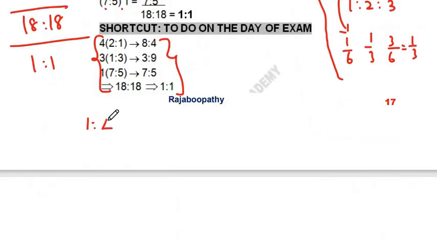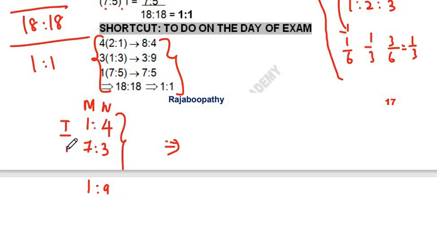Now answer this one. 1 is to 4, 7 is to 3, and 1 is to 9. Assume these 3 ratios are similar to the previous problem. Then tell me the single ratio of this one. So this is milk and water in 3 containers. Container 1, 1 is to 4. Container 2, 7 is to 3. Container 3, 1 is to 9. And emptying all into a large container, what will be the ratio of milk and water? Tell me the answer fast.